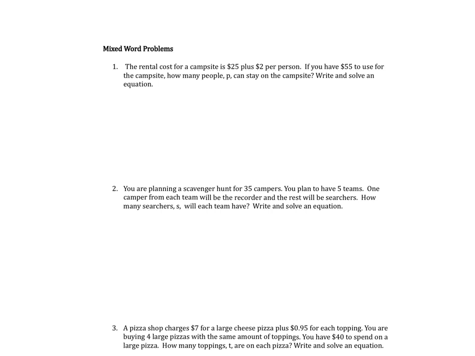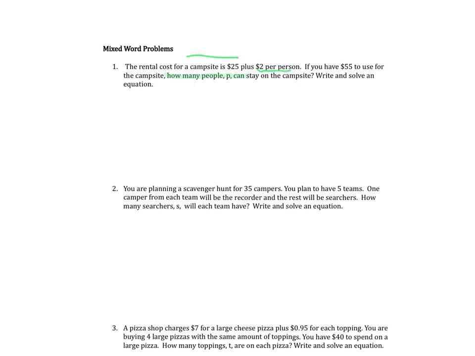The rental cost for a campsite is $25 plus $2 per person. If you have $55 to use for the campsite, how many people can stay at the campsite? So this problem is about renting a campsite, and you have to pay a fee per person, and that is really key there, that the fee is per person.